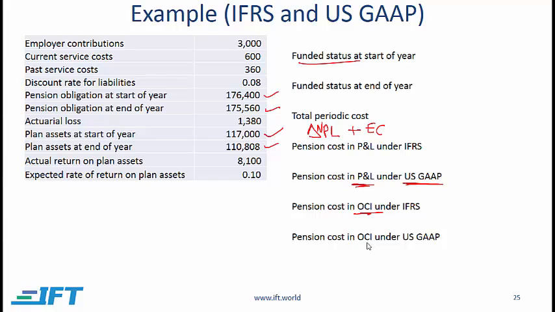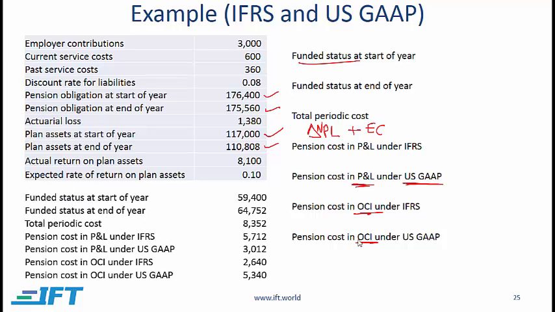And here we are assuming that if a company has a choice between categorizing a cost or an expense under P&L or OCI, here it is going to categorize under OCI. So let me show you the numbers. The funded status at the start of the year, as I said, is the difference between this and this, which is 59,400. The funded status at the end of the year, you should get this number again, the difference between assets and liabilities at the end of the year, and these are both net pension liabilities.